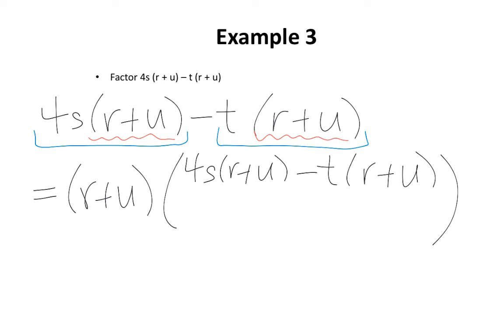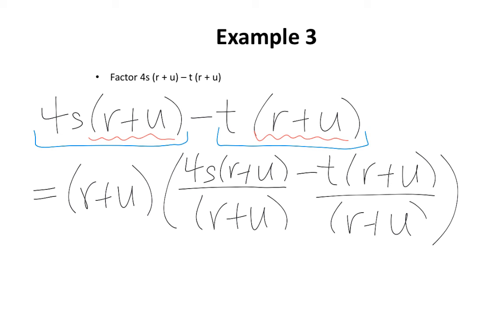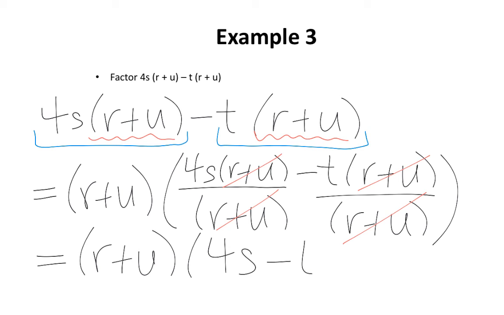When we factor out this binomial, we are dividing everything by this binomial. When something is being divided by itself, it cancels out. Therefore, we are left with (r plus u) multiplied by (4s minus t).